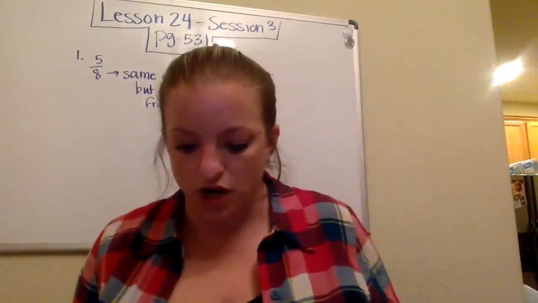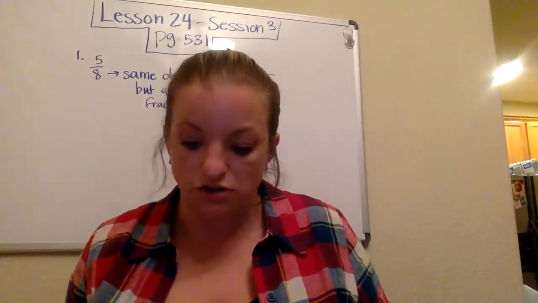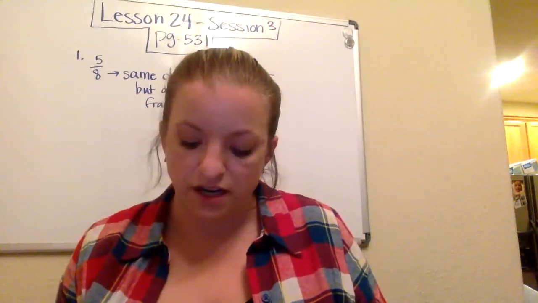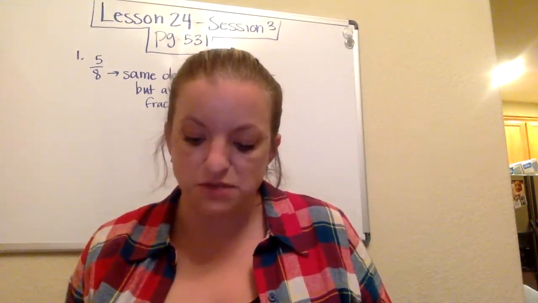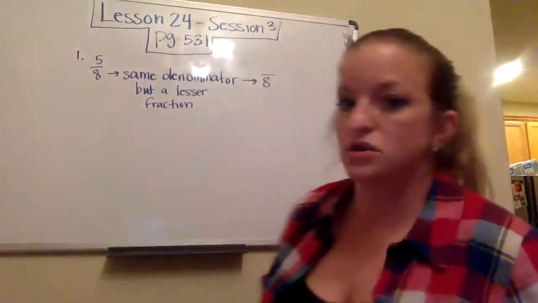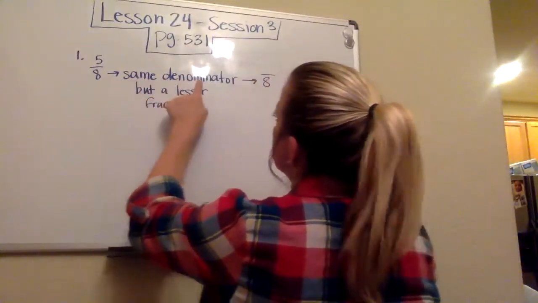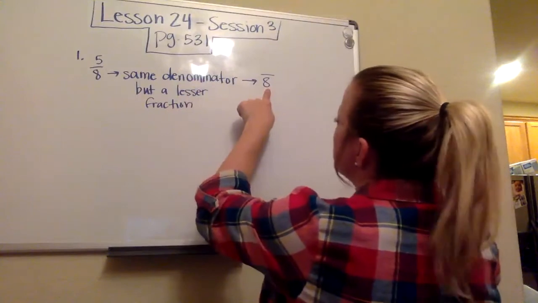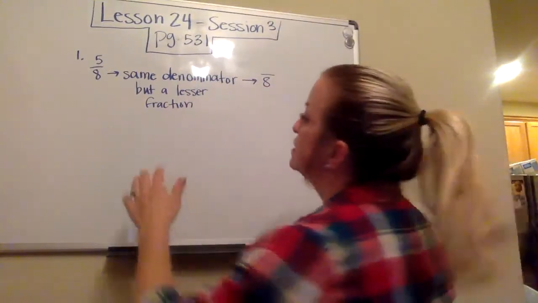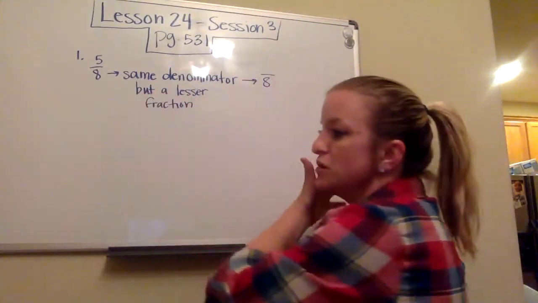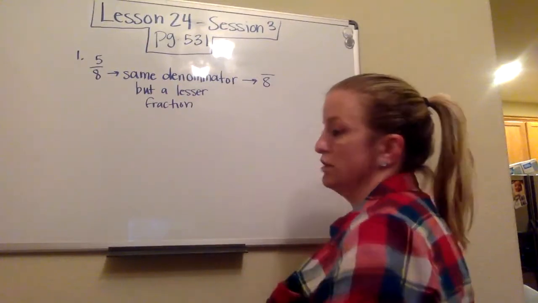Number 1 says, draw an area model or number line to show 5/8. Explain how to find a lesser fraction with the same denominator and give an example. So I wrote down what they want. We started out with 5/8. They want the same denominator, which is 8. That means they need 8 pieces, but a lesser fraction. So they want me to use a model or a number line.